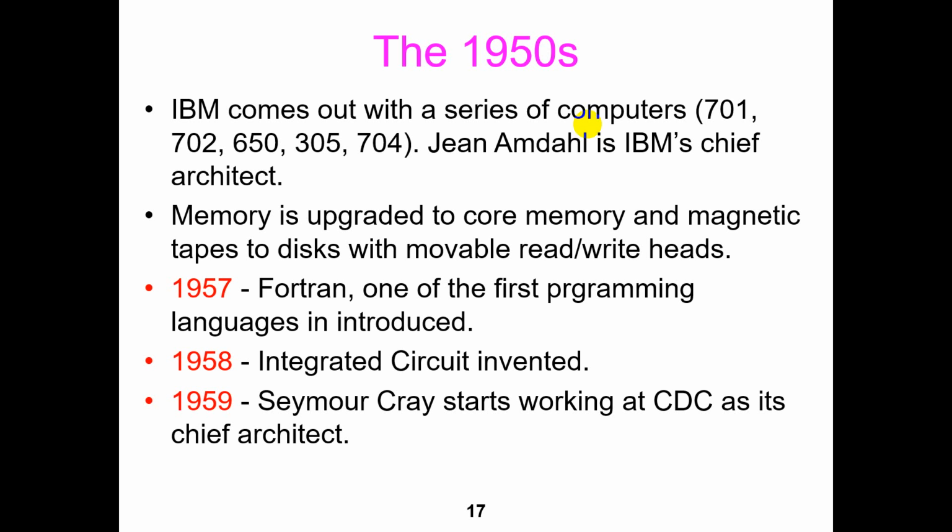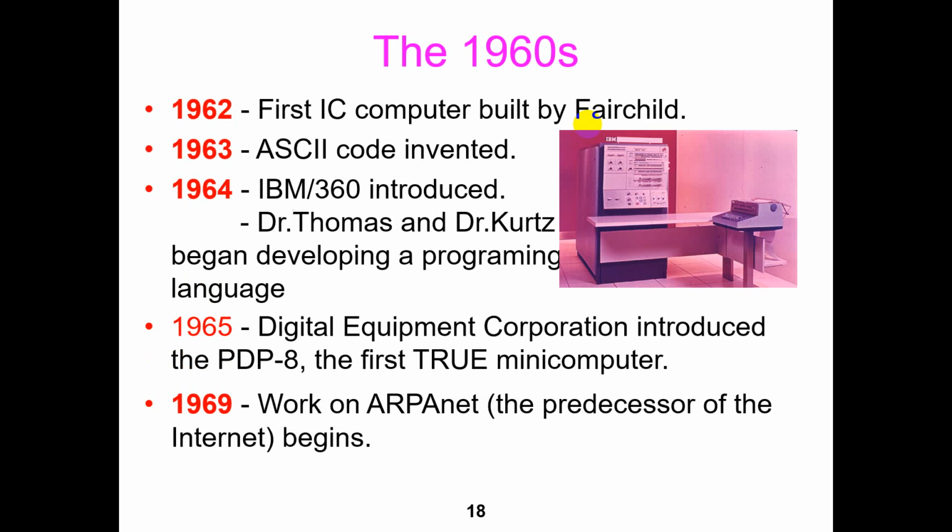In 1957, Fortran, one of the first programming languages, was introduced. In 1958, the integrated circuit was invented. In 1959, Seymour Cray started working at CDC as its chief architect. In 1962, the first IC computer was built by Fairchild.